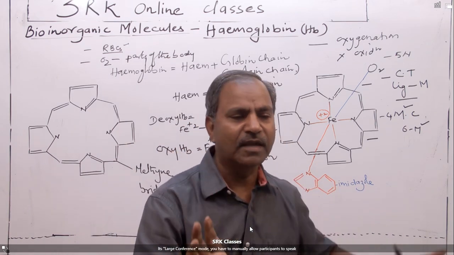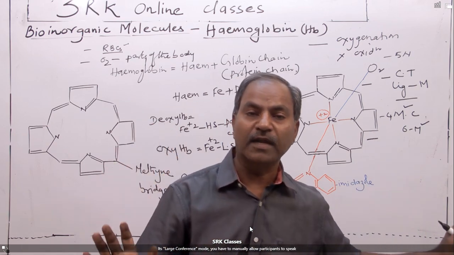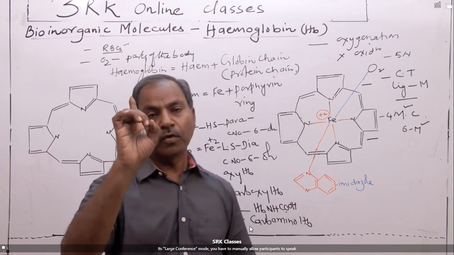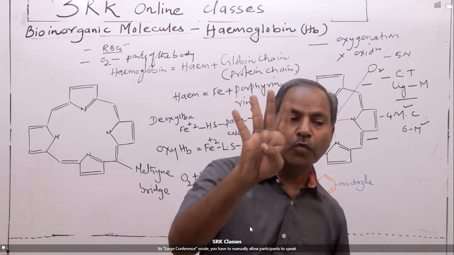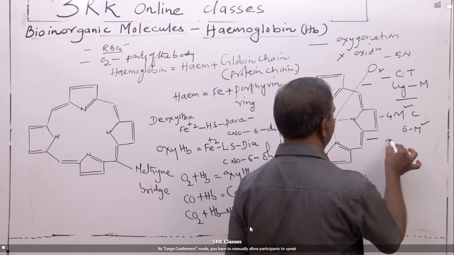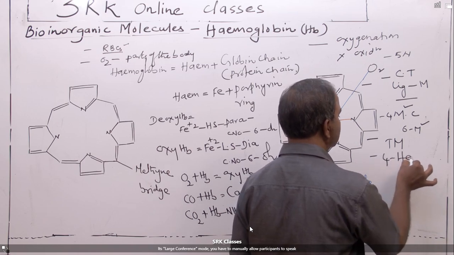Coming to the last point, I said hemoglobin is a complex structure. I gave only a skeletal structure, which is not the entire structure. To help you understand, I gave the skeletal structure. Hemoglobin is a tetramer. Remember, hemoglobin is a tetramer. It is made up of four heme units.